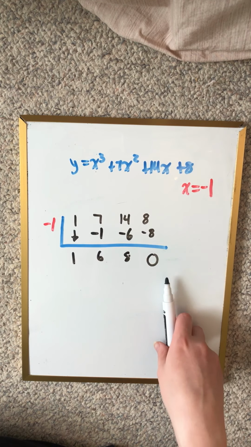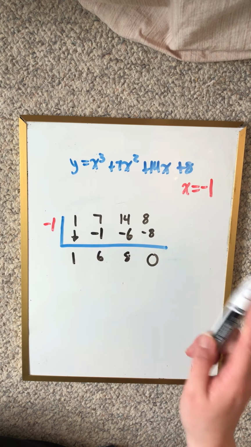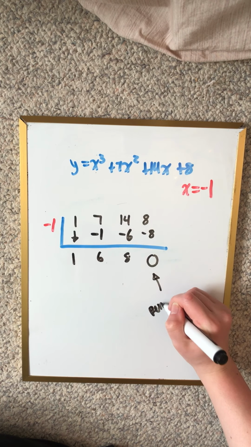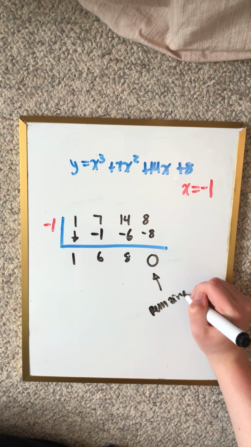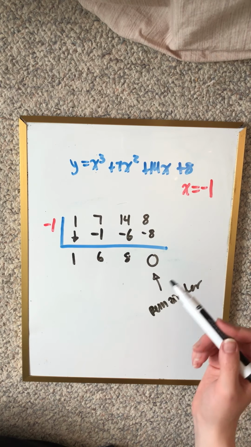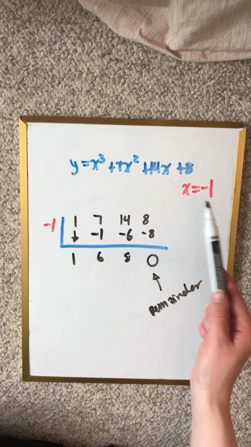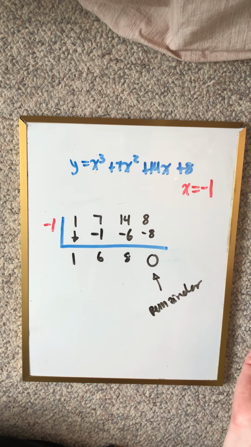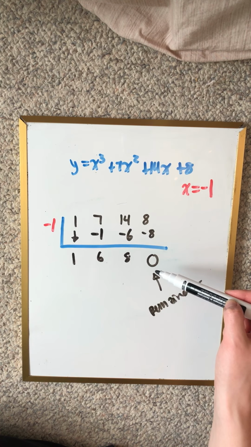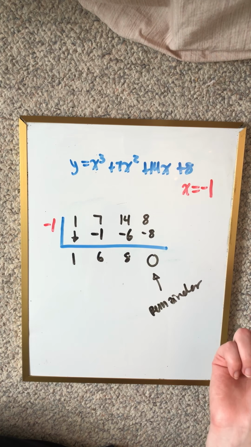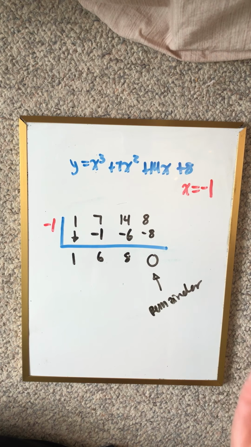So since our last number here is a 0, this number represents our remainder. And since when we did our synthetic division of this polynomial by negative 1 we got a remainder of 0, this also proves that x equals -1 is a 0 or a solution or a root of this polynomial.